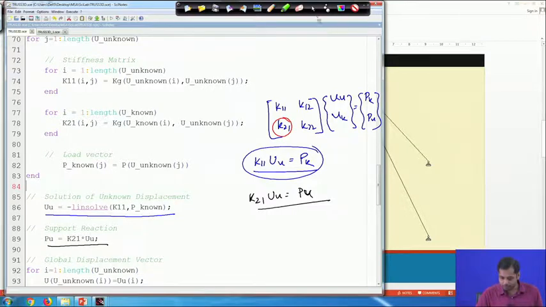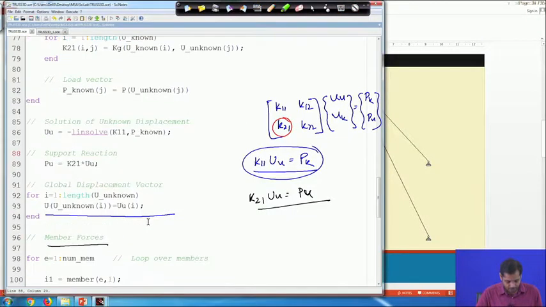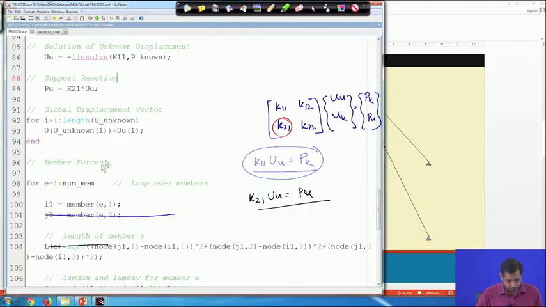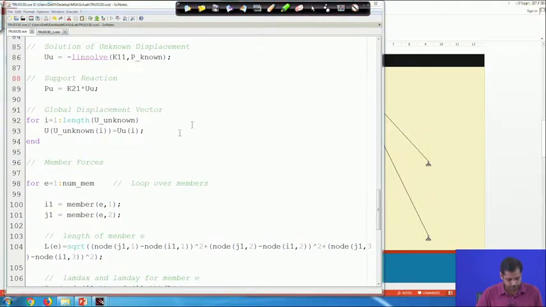Once we have the support reactions, then the member forces, this is the member force, are calculated here.